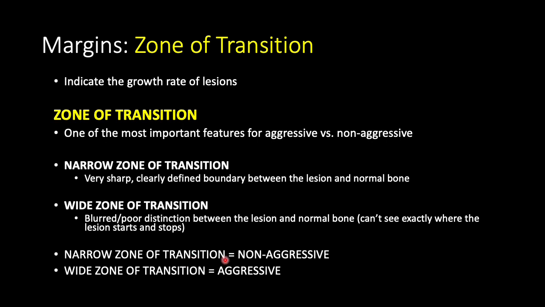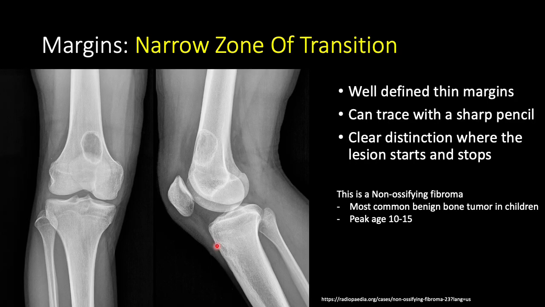And the opposite is true for the narrow zone of transition. If something's growing very slowly, you see a better distinction because it's not infiltrating that bone as quickly. And we'll look at some examples of this. So here's a really good example of something with a narrow zone of transition.